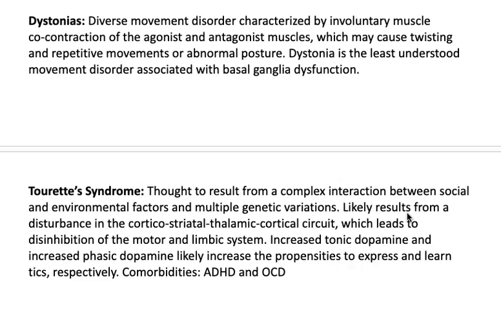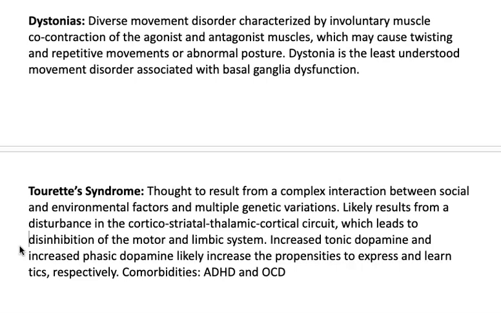But one thing that we do think for Tourette syndrome is that it is likely a disturbance of going from the cortex to the striatum, which is part of the basal ganglia, to the thalamus, and back to the cortex. So there's this feedback loop. And when that works properly, we don't have random verbal outbursts. But when there's a disturbance, there's this disinhibition, so a lack of inhibition of the motor and the emotional or the limbic system.